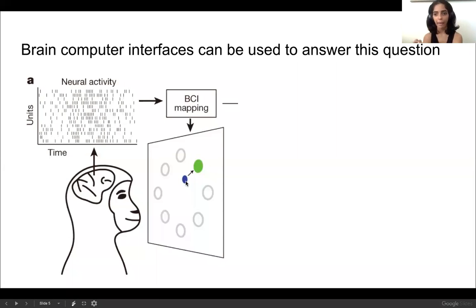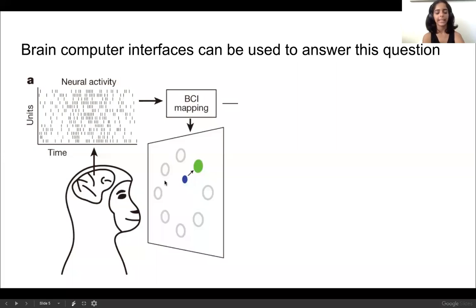And so what is going to happen is that the cursor is going to move on the screen in a way that depends on the neural activity of the neurons that are being recorded. And the cool thing is that monkeys can actually learn to control the cursor on the screen really well using this kind of mapping from neural activity to cursor velocity. And that's the thing that we're going to look at today.